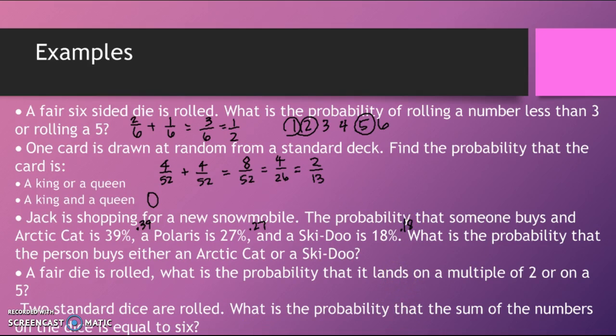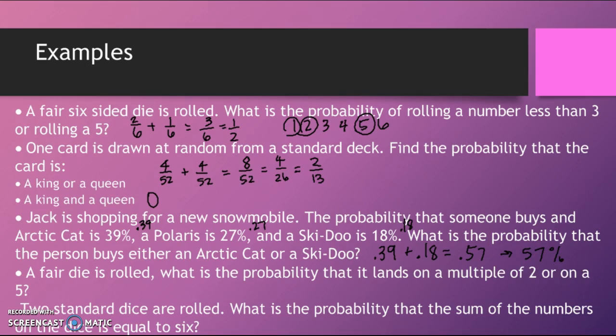So what is the probability that a person buys an Arctic Cat or a Ski-Doo? Well, they're only buying one. He's not going to buy both of them, so they're mutually exclusive. Getting an Arctic Cat is 0.39. I'm going to add that to getting a Ski-Doo, which is 0.18. And then 0.39 plus 0.18 is 0.57. You can leave that as 0.57, or we could put it back in percents at 57%.